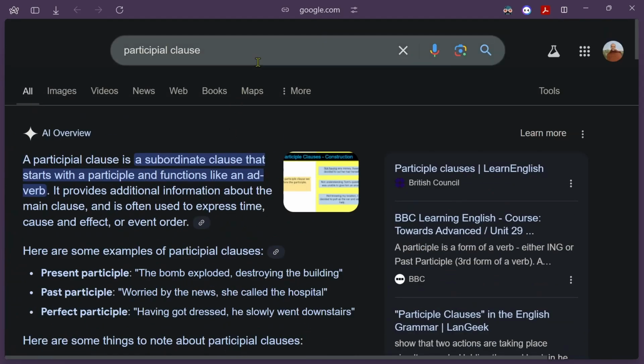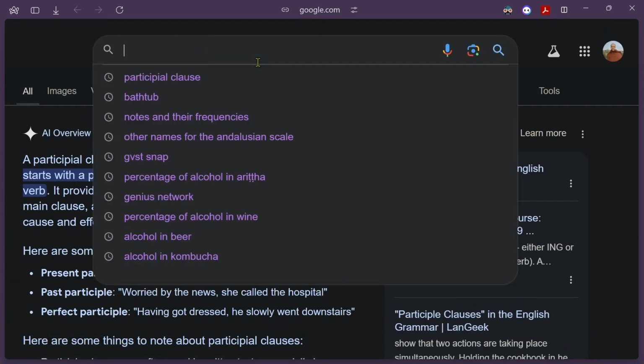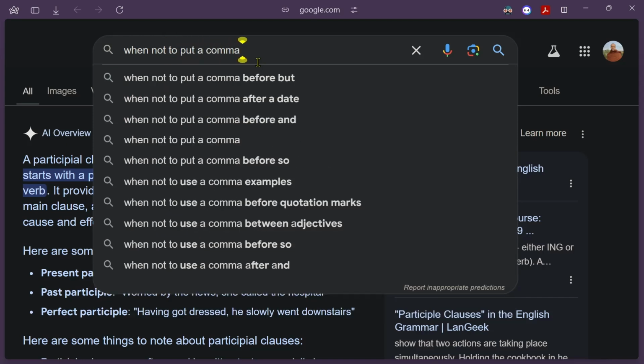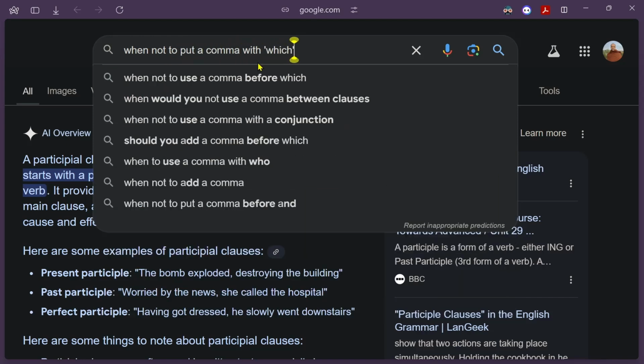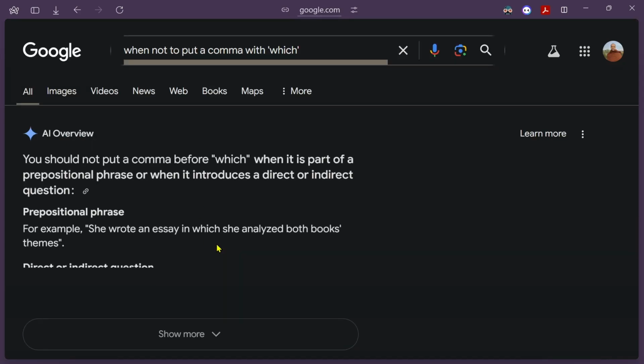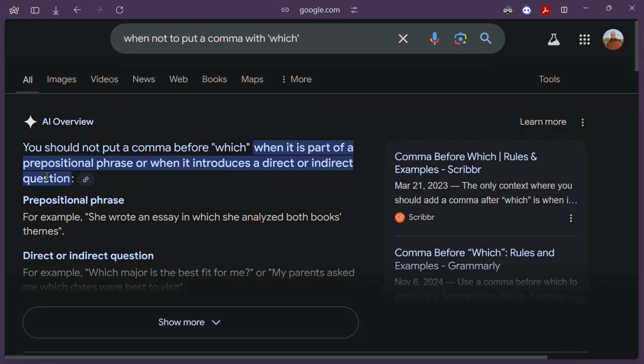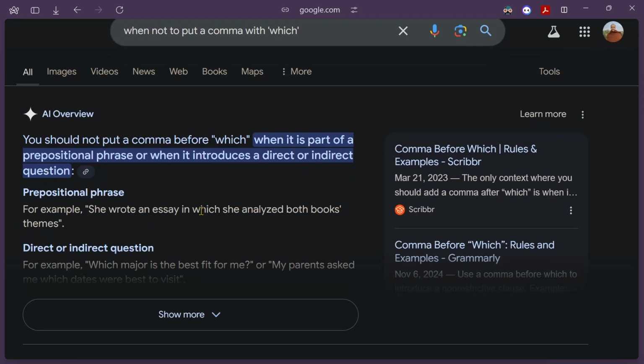I think this is not a good example, right? There are some sentences where you cannot put a comma. When not to put a comma with which? You should not put a comma before which when it is part of a prepositional phrase, or when it introduces a direct or indirect question.